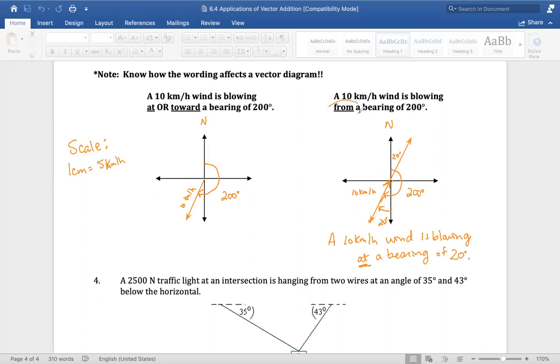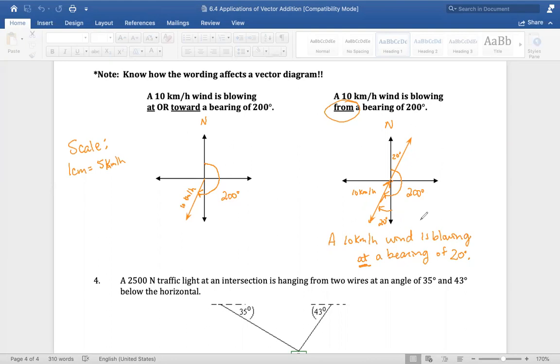But when it says from, then it's going in the opposite direction. So the best thing to do would be to draw your vector the way you normally would if it was at or toward, and then know that if it's coming from, it's going in the opposite direction. Then figure out what that bearing, what that angle, would be. You don't have to rewrite it unless the question asks you to, but those are the differences in the wording there.